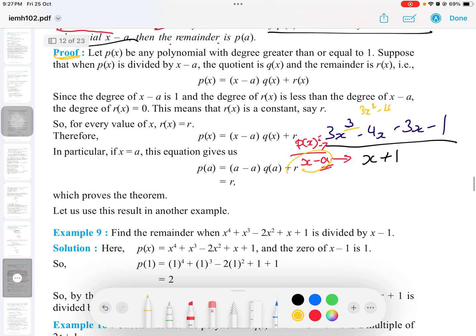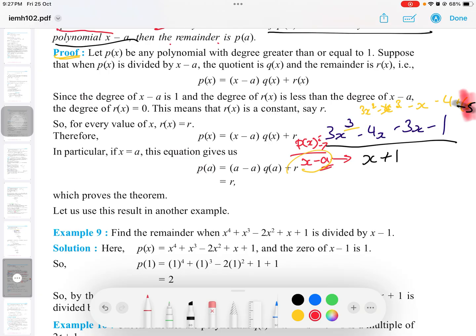3x squared minus, what is it? Minus x cubed, yeah. It's x cubed minus x minus 4, that is the quotient, plus the remainder, it's minus 5. And let me do it in another color. This is the remainder. This, oh, wait a minute. This is the remainder. Okay.